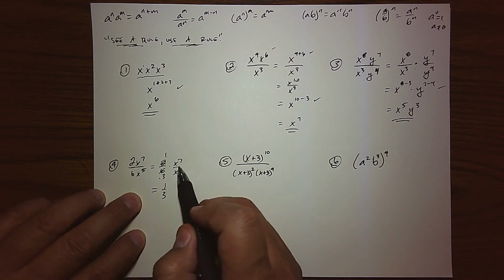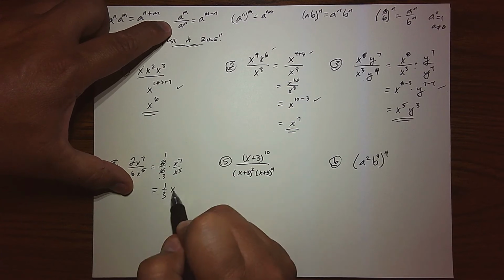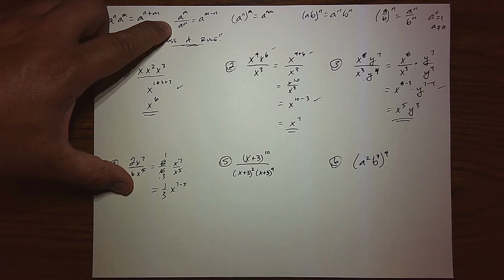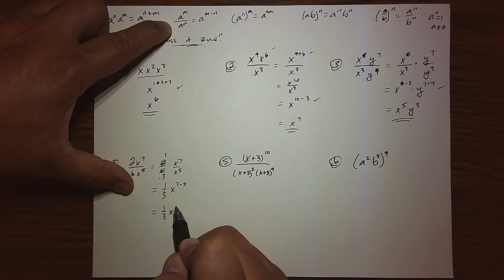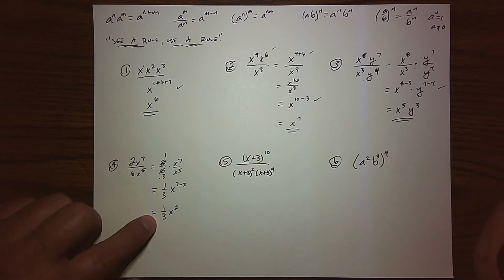Here, we have an opportunity again to use my quotient rule. So I've got x, right? I'm going to keep the base and take my top exponent and minus the bottom. So when we clean that up, we get 1/3 x squared. All right, and so there's basically how that expression simplifies using our rules.